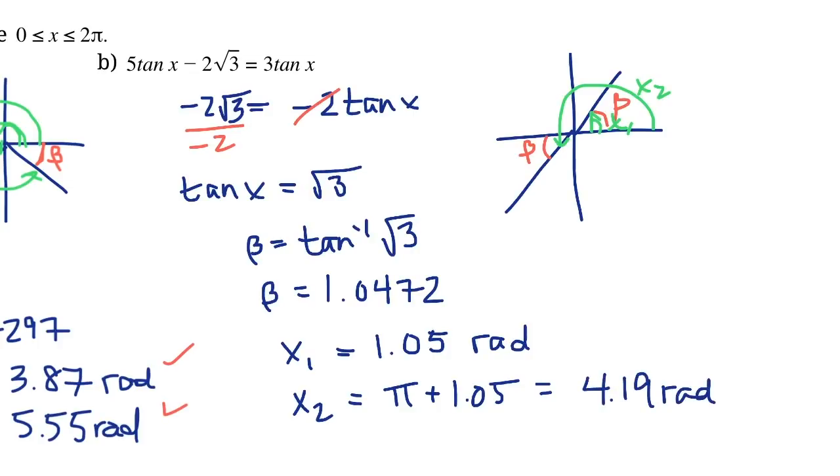There we go. Two solutions. Are there any more solutions between 0 and 2 pi? It doesn't look like it, because those are the only two quadrants that tan can be positive.